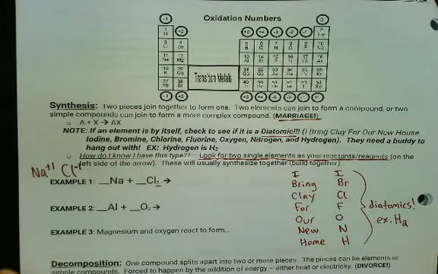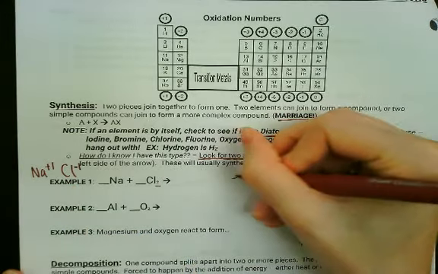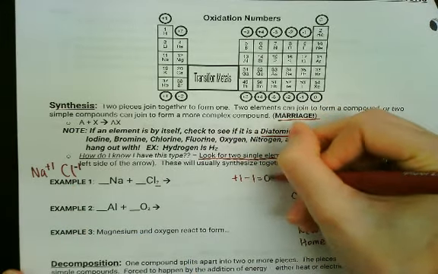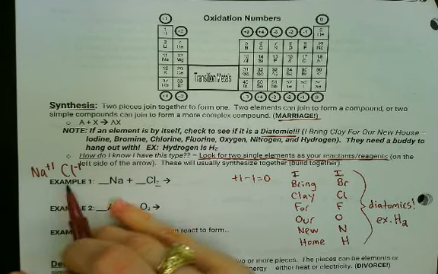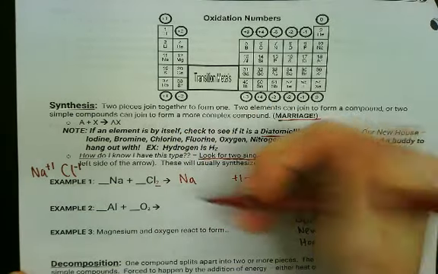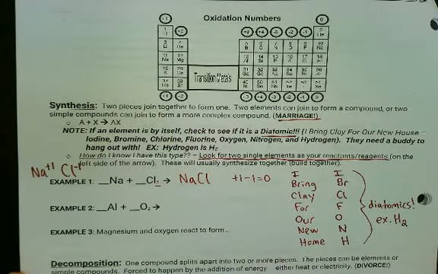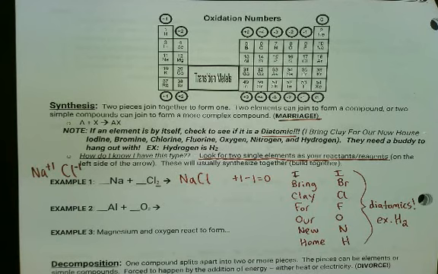So if we think back to our naming and formula writing unit, we are going to consider our ions and make sure that they cancel out to 0, to a neutral compound. So in order for these 2 elements to form a neutral compound, I'm going to need 1 sodium and 1 chlorine. So this is sodium chloride, our salt here. That is our product. Now the last thing we need to do is make sure our equation is balanced.